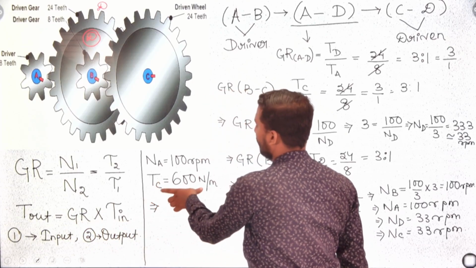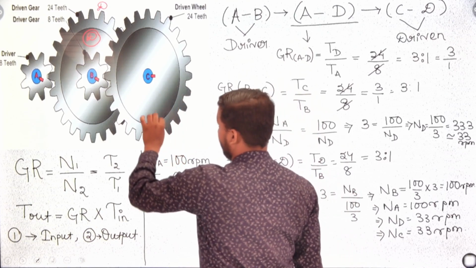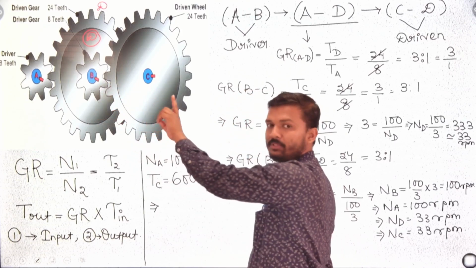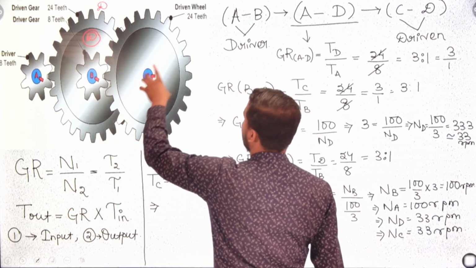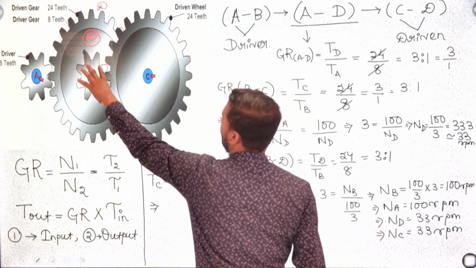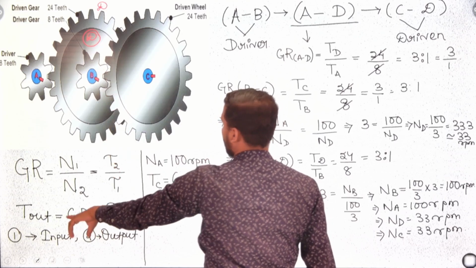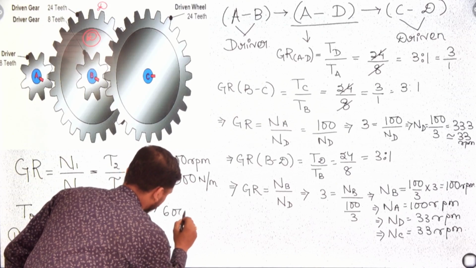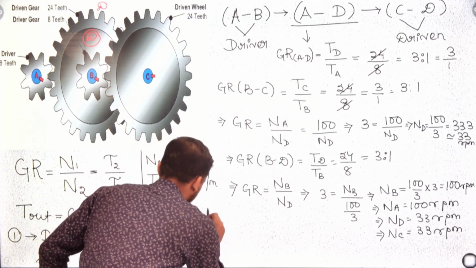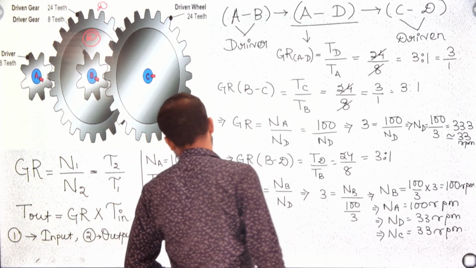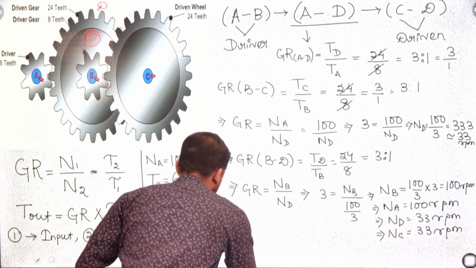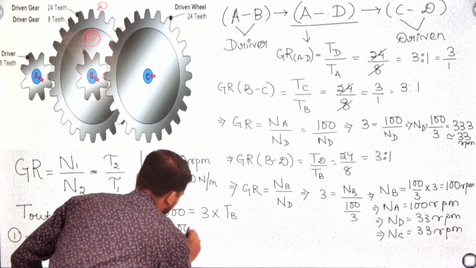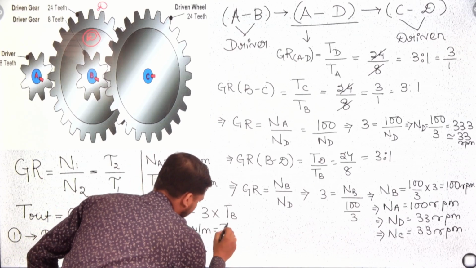It is given that TC is equal to 600 Newton meter. TC is connected to B, and we know that the gear ratio is 3, that is 3:1. The driven gear means output, and B is the input. So the output C is already given, the gear ratio is 3, and the input we are going to find is TB. TB is 200 Newton meter.